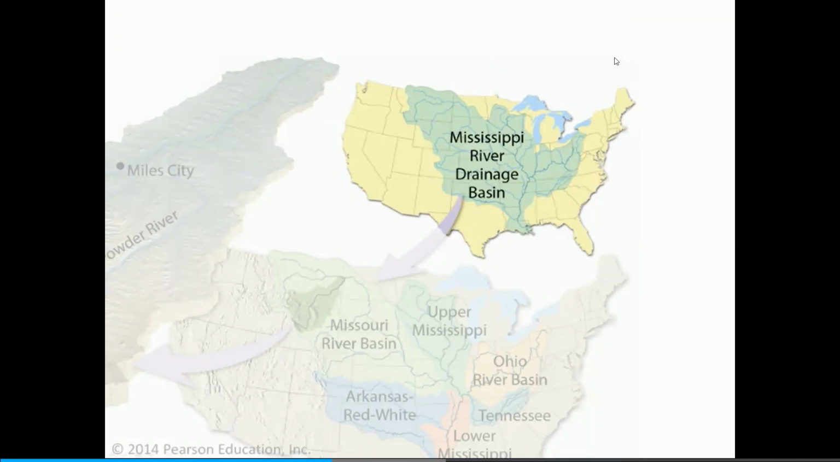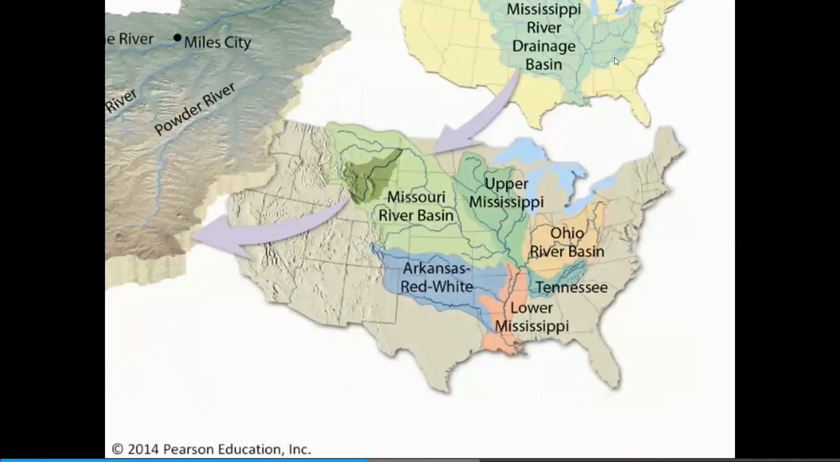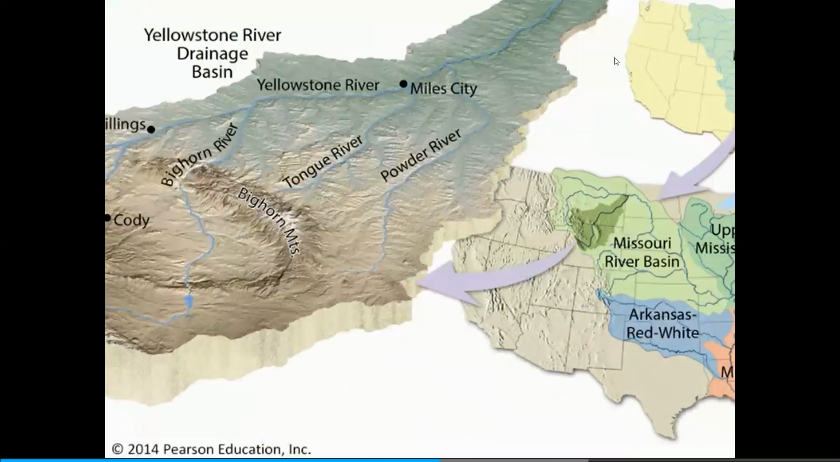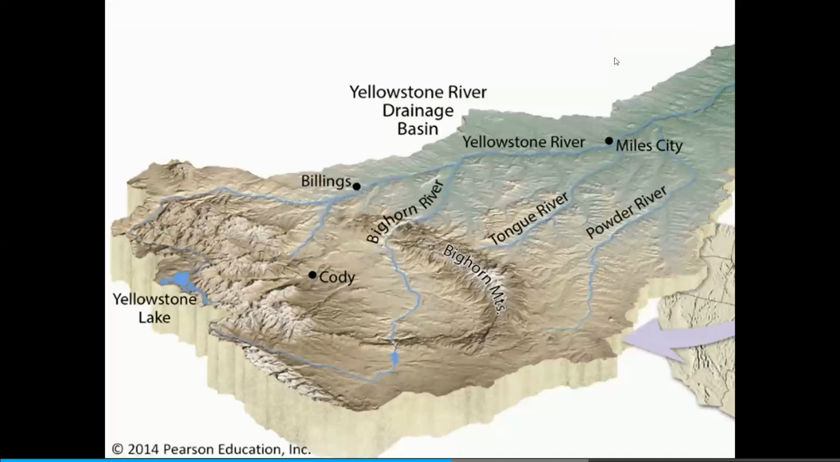The Mississippi River is an enormous river, the biggest in the United States, and it has a really big drainage basin. That drainage basin is actually composed of many smaller sub-basins. So like the Ohio River has its own drainage basin, the Tennessee River, the Arkansas, Red, and White rivers have their own drainage basin. You can see up in the northwest the Missouri River Basin. And the Missouri River Basin itself can be subdivided. And we're going to zoom in here on the Yellowstone River Drainage Basin.